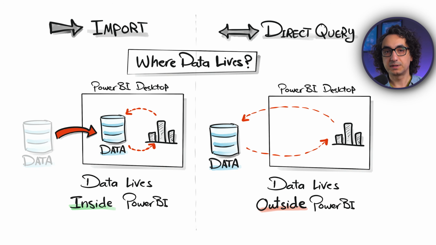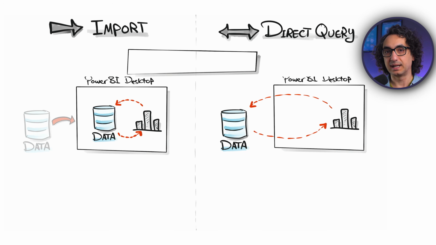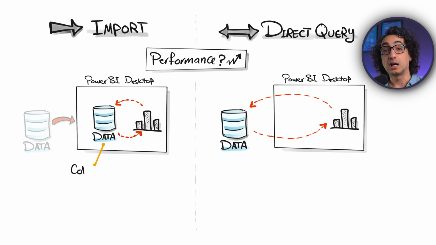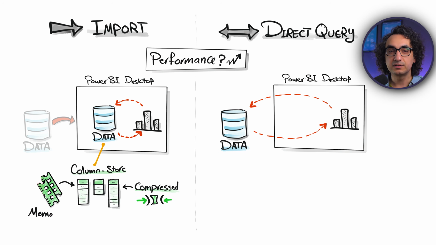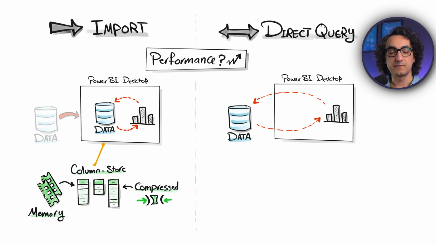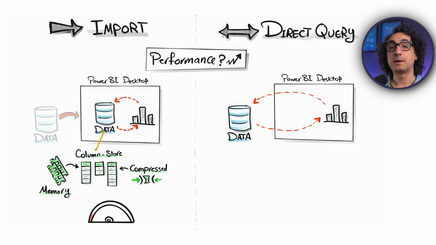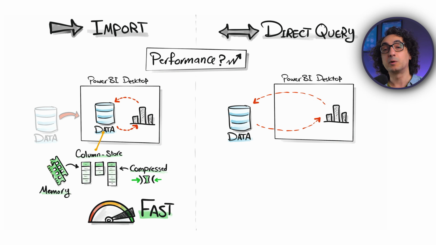Now about the import, the data that is inside Power BI is going to be compressed and stored in a format called column store. It is a high-end and very fast technique to do analytical calculations, and at the same time it is kept in memory, and because of this the interaction is going to feel instant. If you click on the filters in the reports, everything is going to respond very quickly. That's why if you are talking about performance, it is a clear win for the import, and this is the number one reason why most of the projects use import.